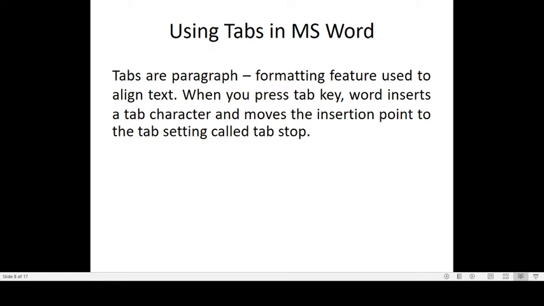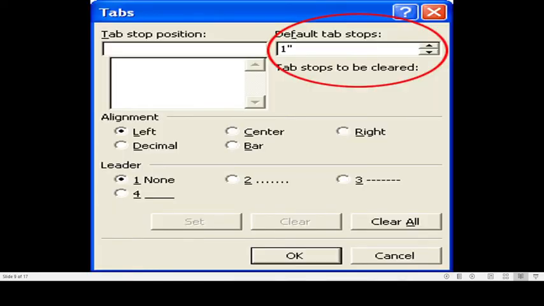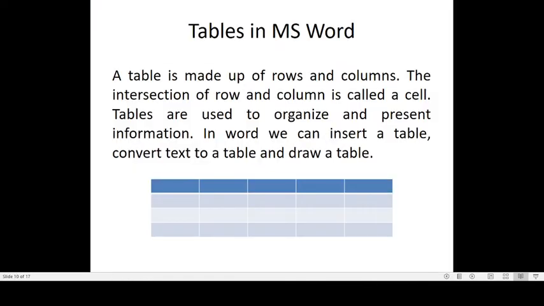Using tabs in Microsoft Word. Tabs are a paragraph formatting feature used to align text. When you use the tab key, Word inserts a tab character and moves the insertion point to the tab setting called a tab stop. So this is how it appears. We can fix or go for the options we want, how we want to fix the tab. Alignment we can go for left, right, center, etc. Accordingly, whatever we want we can set, and the default tab stop also we can fix here according to our requirement.